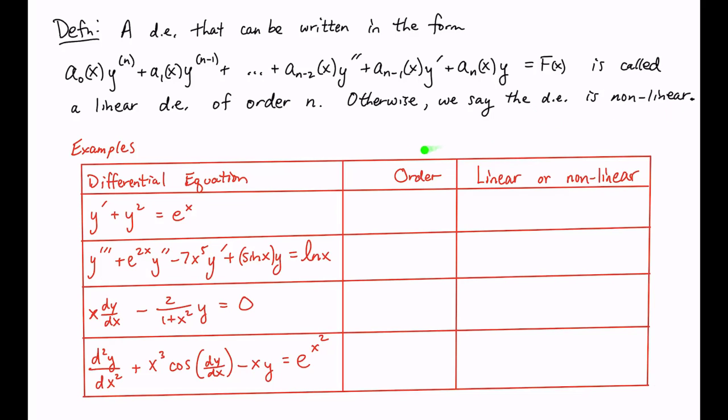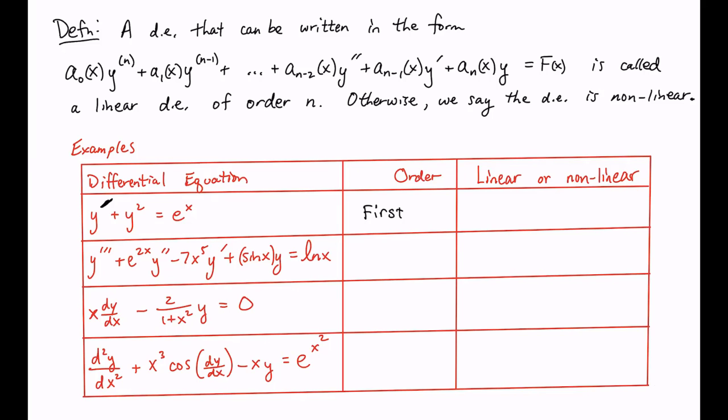So let's look at some examples. Let's look at the first one here. It's y prime plus y squared is equal to e to the x. First, let's figure out the order of the differential equation. And we could easily see that this is going to be first order, or you could say it has the order of 1. Its order is usually pretty easy to identify. It's the highest derivative in the actual differential equation.